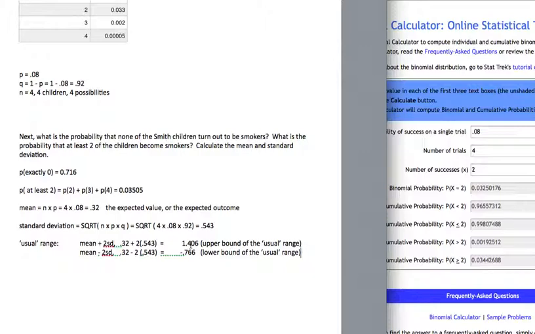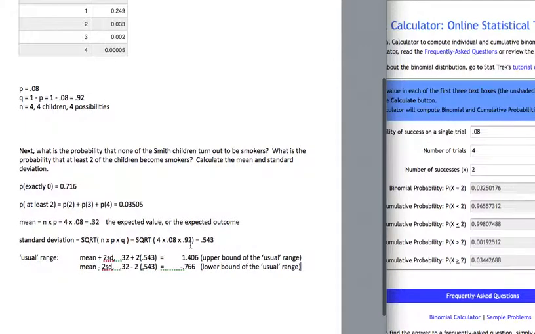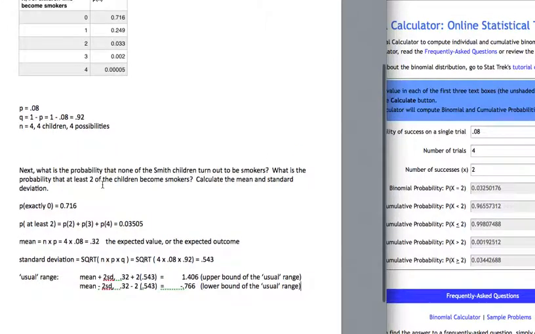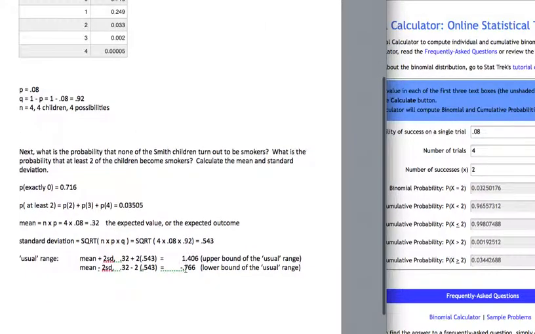If I said, what about 2? Would it be unusual or unlikely if 2 children out of the 4 became smokers, knowing what we know about the rate? Well, we can look up here and see it is a very small probability. Or we can look down here at the usual range. We see 2 falls outside of this range. Since 2 is further away than 2 standard deviations, we would take that as an unusual outcome.